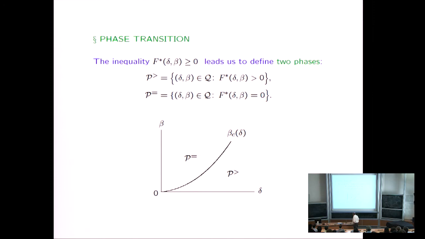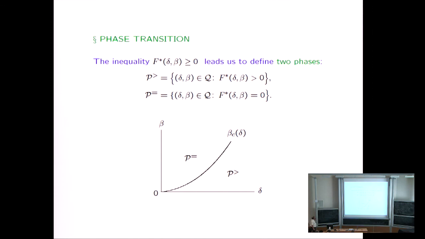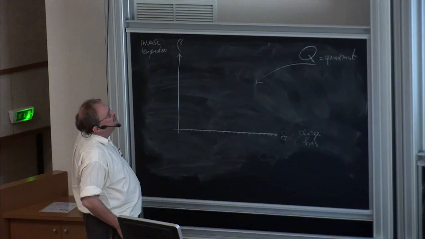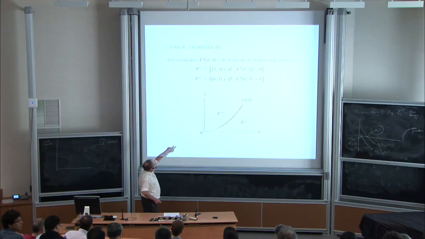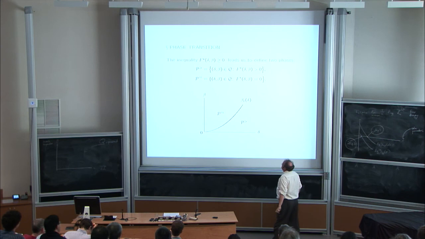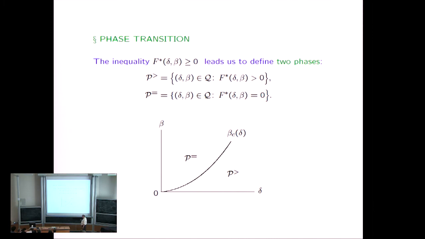Now, since we have a lower bound for our spectral radius, we can wonder, well, when is this lower bound reached or not? And we can define two phases. We could say there's a region in my quadrant which I would call P strictly larger than, as all those points where this excess free energy is not zero but is strictly positive. And I can define the complement of this region where the excess free energy is zero.